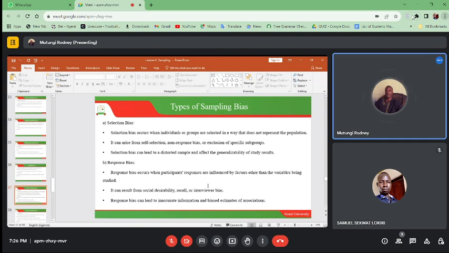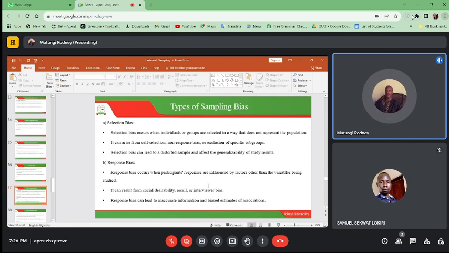Then response bias is also another form of sampling bias, and in this case, participants might be influenced by factors other than the variables being studied. It can result from social desirability, which we looked at last time, whereby someone responds to a question so as to make you feel happy, or so that you do not judge them harshly. So someone might not be employed, but they will tell you that they are employed so that you do not look at them in a very bad way. That will be social desirability.